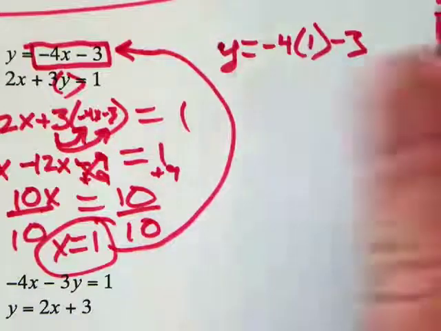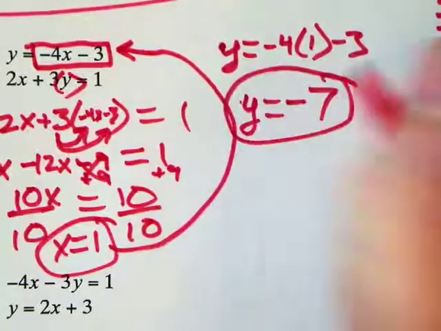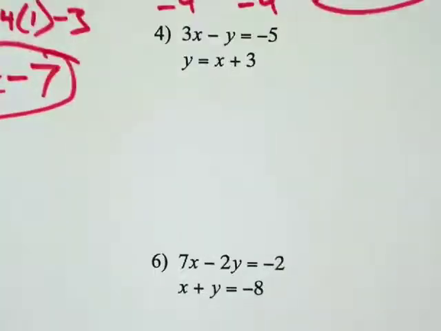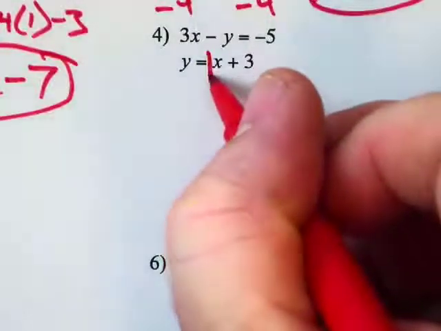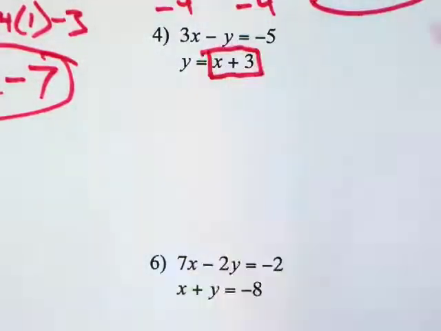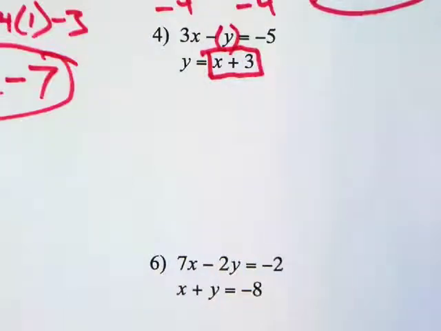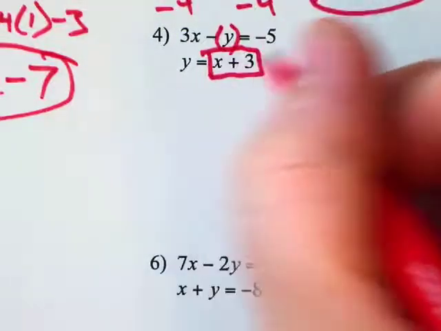And negative 4 minus 3 is negative 7. And so those are our two answers. If I move over to number 4, down here is where I see what y equals. Okay, I see right there, y equals something. Well, I can plug in that number right there for wherever I see y. Anywhere I see y, I can plug in x plus 3.